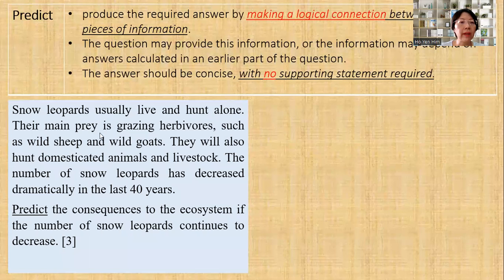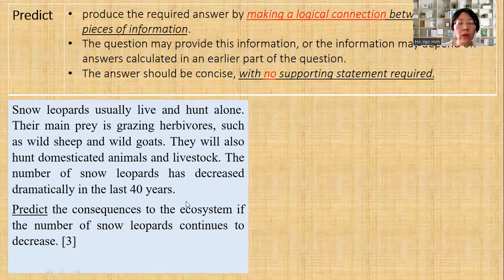So snow leopards usually live and hunt alone. Their main prey is grazing herbivores, such as wild sheep and goats. They will also hunt domesticated animals and livestock that people keep in the farm, like chickens, ducks, goats, cows. The number of snow leopards has decreased dramatically in the last 40 years. So the question asks the student to predict the consequences to the ecosystem if the number of snow leopards continues to decrease. 3 marks. So this question is from which chapter? Biodiversity conservation, right? Okay.